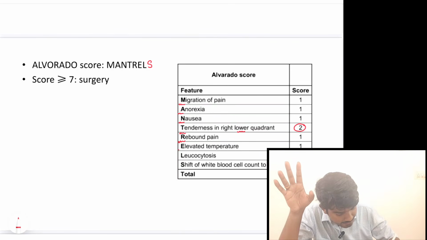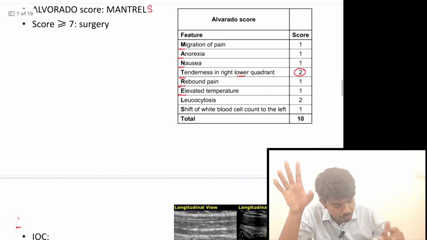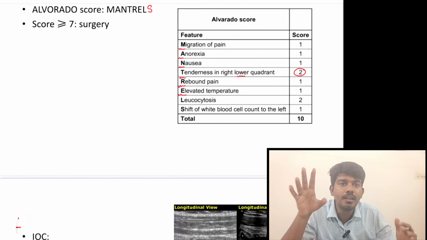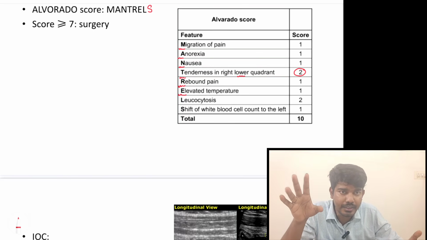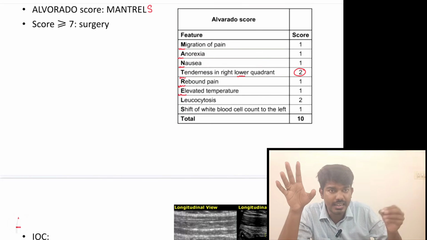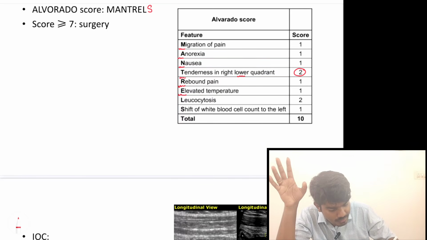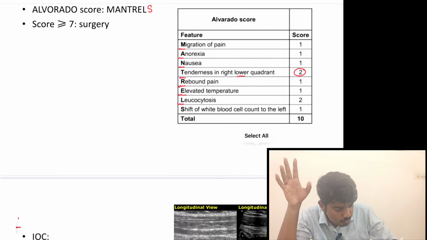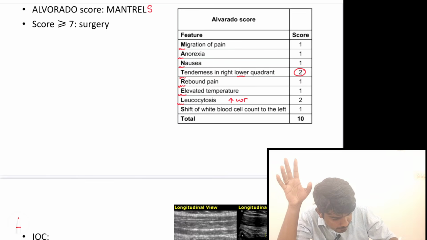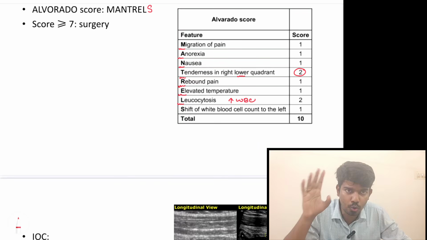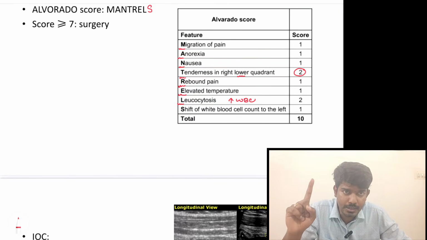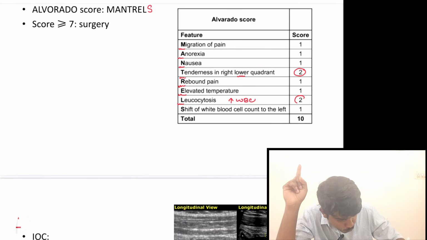Next is elevated temperature. அதாவது we are fever தான் elevated temperature னு சொல்லியிருக்காங்க. TREL, E for elevated temperature, that is fever. Next is leukocytosis. What is leukocytosis? Increase in the WBC count. That is also very much important, so it is also given 2 points.